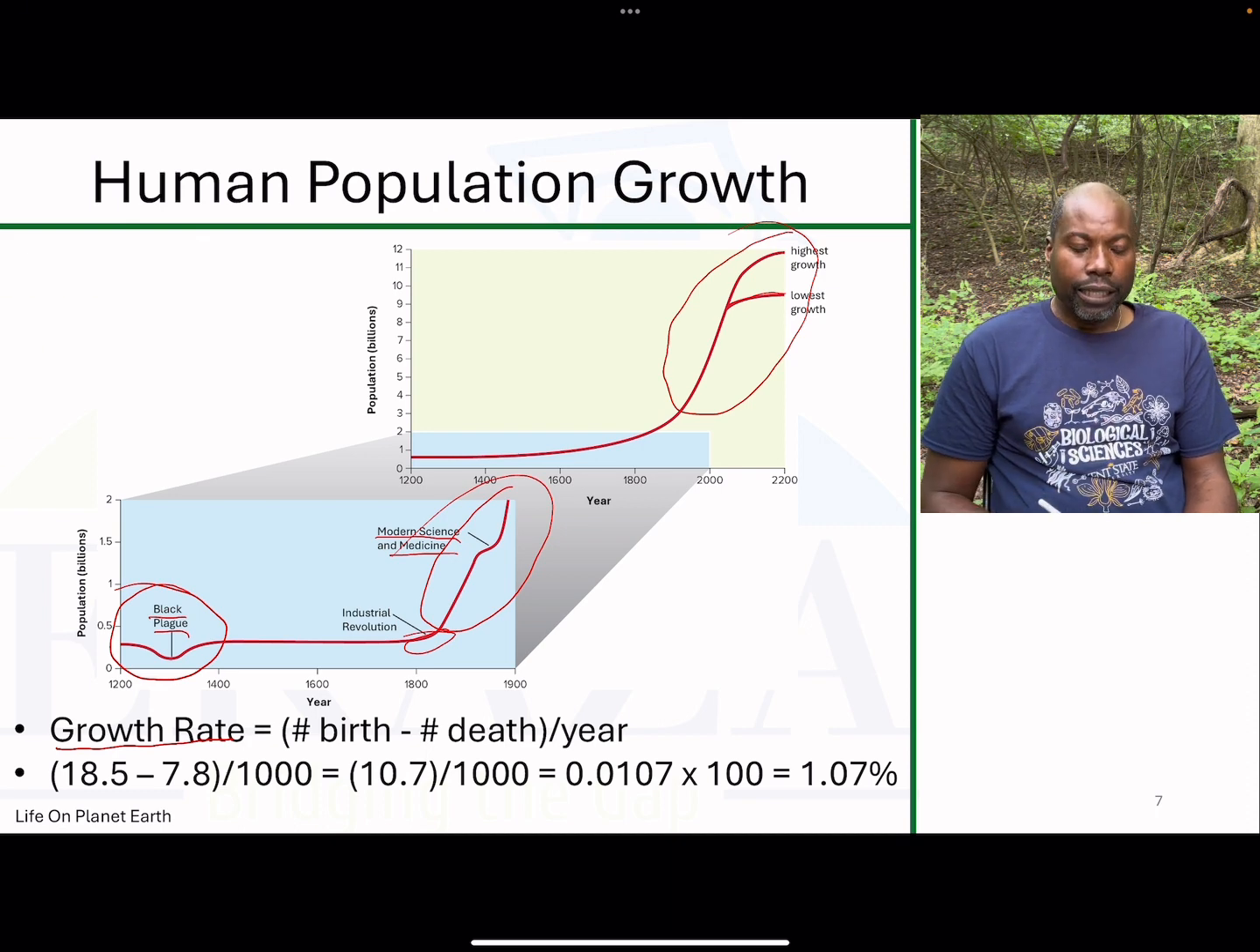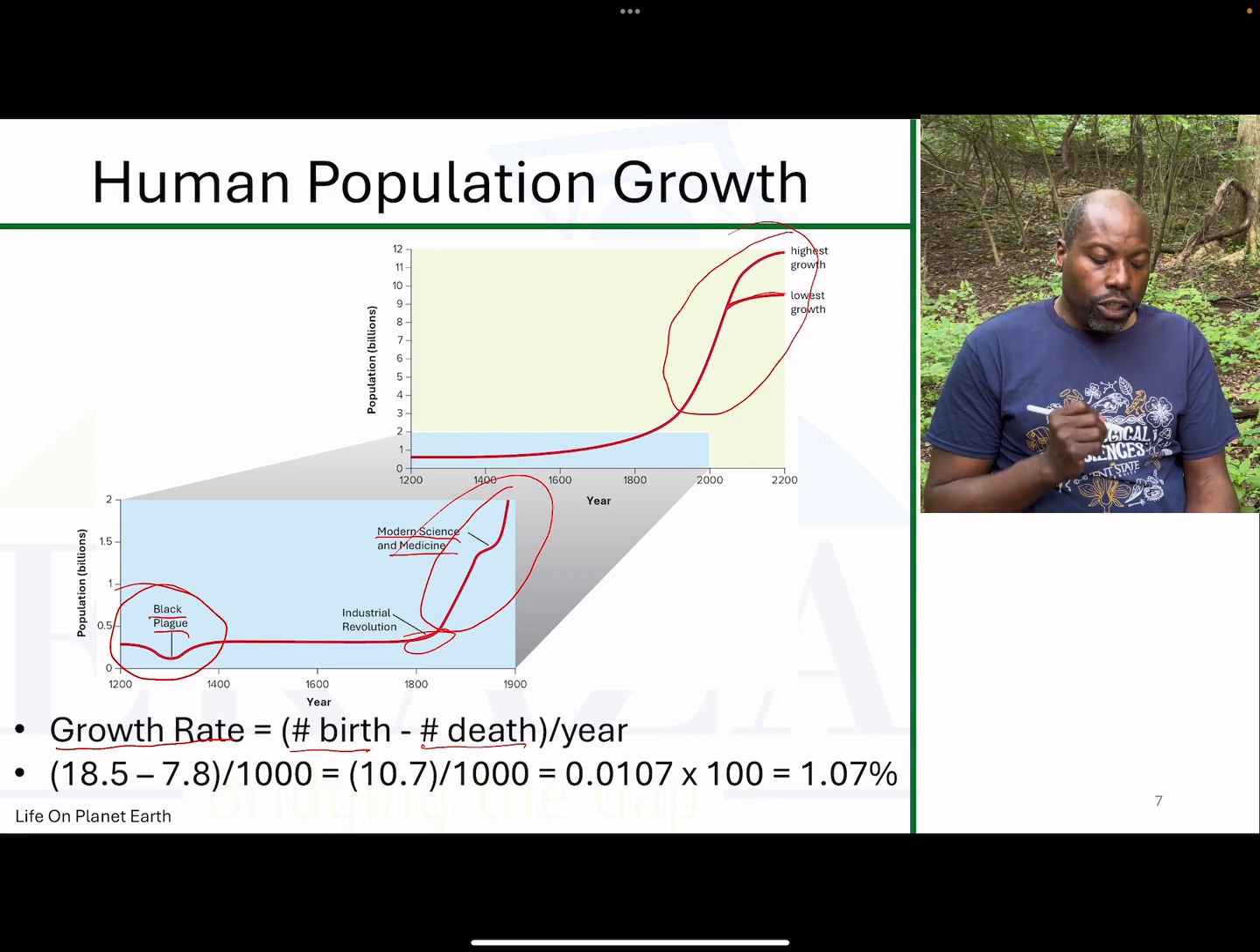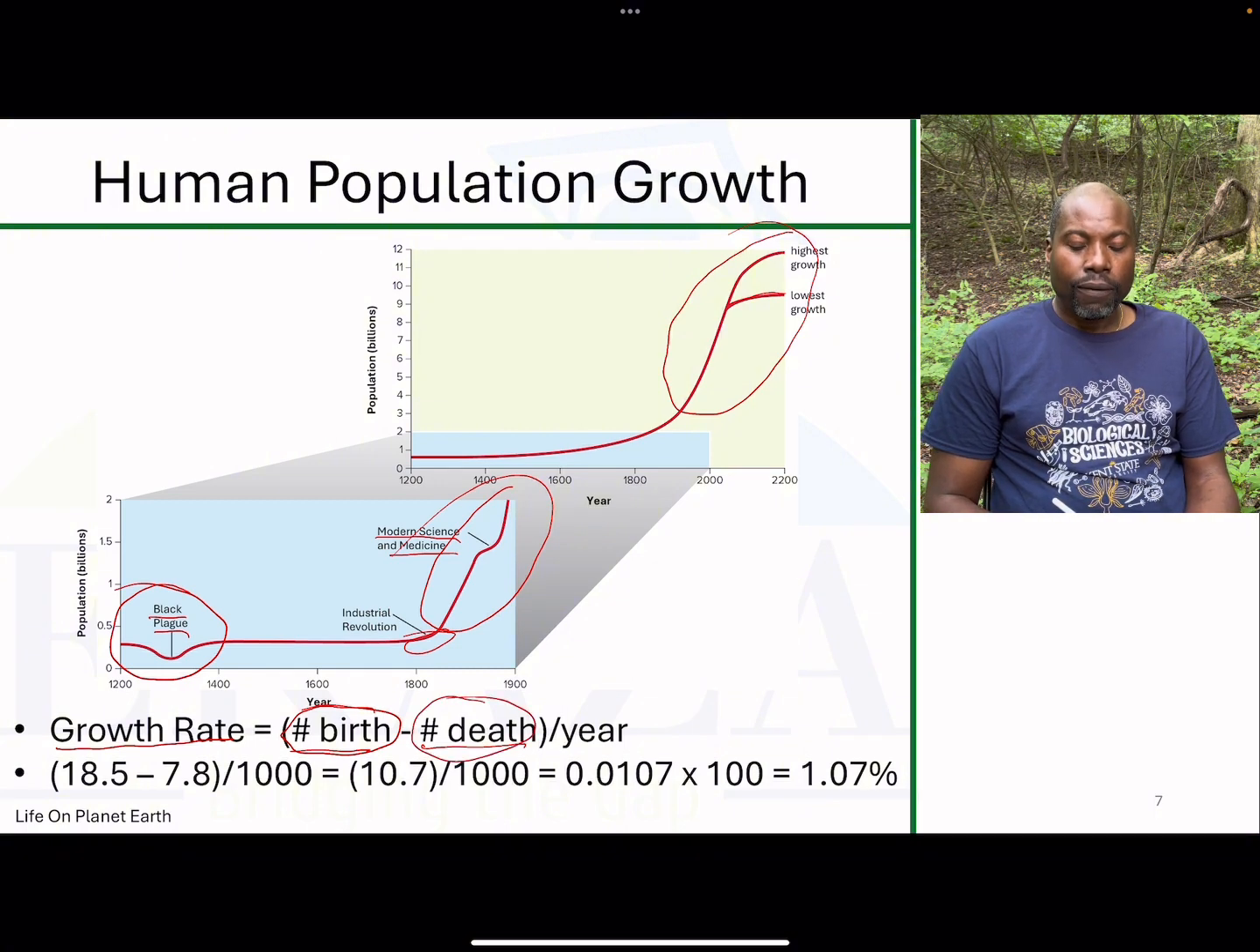That growth rate is actually a combination of two factors: the number of births and the number of deaths. So to determine the growth rate, we are going to subtract the number of deaths from the number of births for a given year.